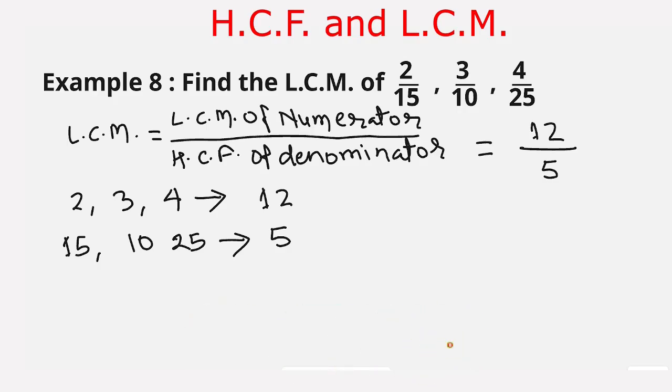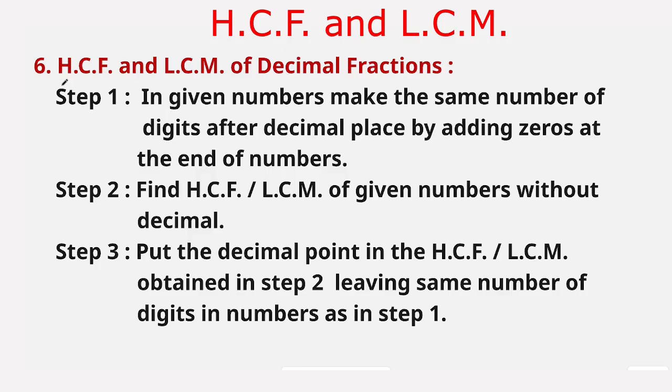We go to the next point. Point 6. H.C.F. and LCM of decimal fractions. Step 1. In given numbers, make the same number of digits after decimal place by adding zeros at the end of numbers. Step 2. Find H.C.F. or LCM of given numbers without decimal.